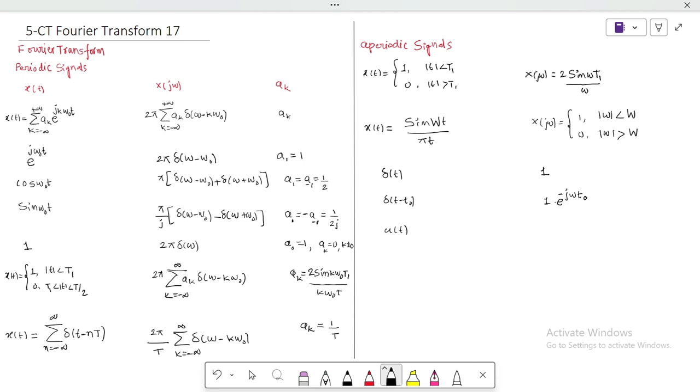For u of t, from the Fourier transform formula, we got the u of t Fourier transform equal to 1 by j omega. But with the help of the properties, we will get it like this. For example, this is very, very important.